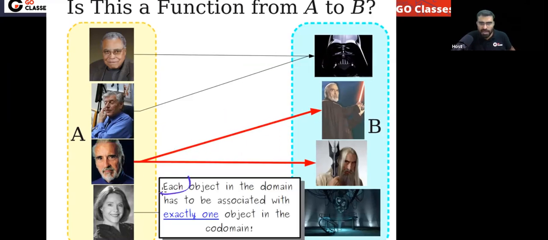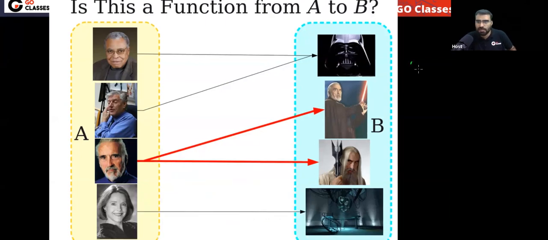So remember, every element of the domain must be associated with a single element in the codomain. This must happen. Yes or no? These things are very important. Every element of the domain must be associated with exactly one element in the codomain. Very simple. So I can say this is not a function.